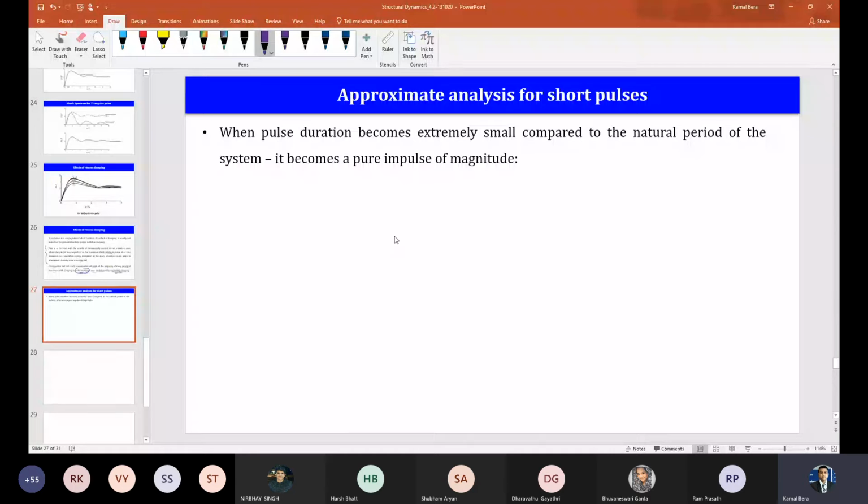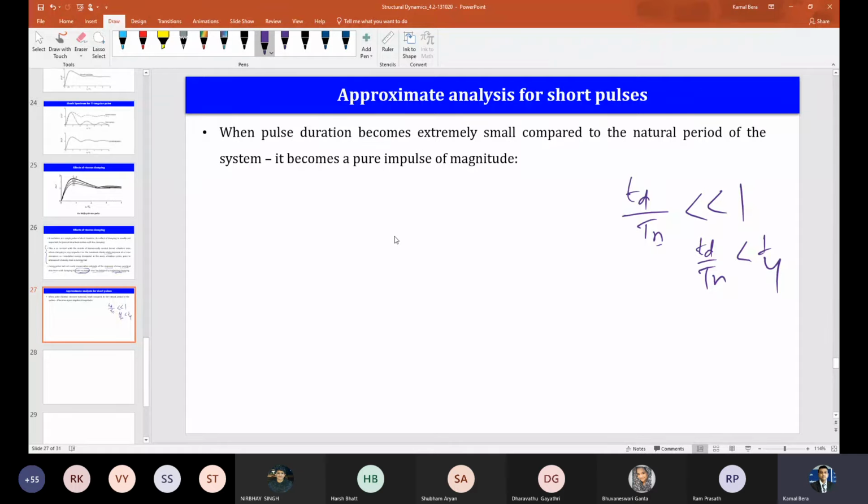Okay. Now we'll just quickly discuss the last part and then we'll move to a problem. Based on this, what we are now going to discuss is the approximate analysis of a short pulse. If Td by Tn is very much less than 1, that is, the duration of the pulse is much shorter than the system's natural time period, or strictly speaking, if Td by Tn is less than 1/4, then you can treat that pulse as just a pure impulse.